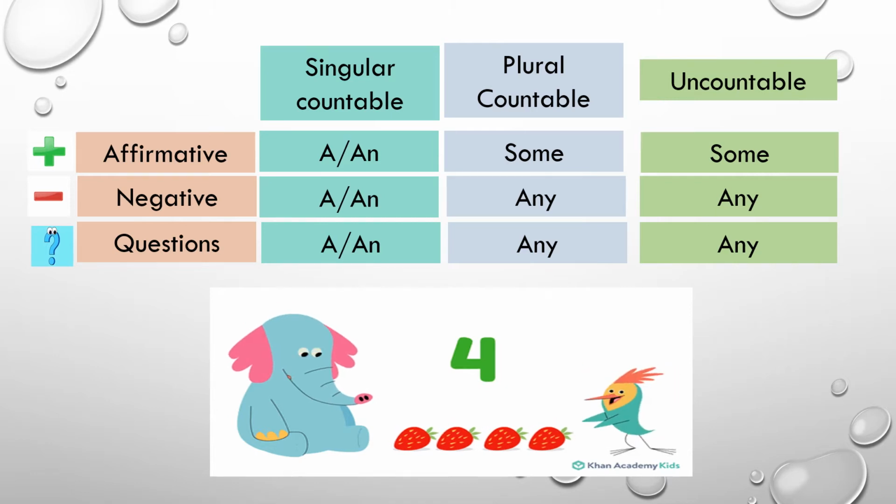Let's look at the summary chart. It is divided into singular and plural countable nouns and uncountable nouns. Okey, mari kita tengok jadual yang diberikan. Ianya dibahagikan kepada singular countable nouns, plural countable nouns dan last sekali ialah uncountable nouns. How we are going to use a, an, some or any when forming affirmative or negative sentence or a question. Macam mana kita nak guna a, an, some ataupun any untuk membentuk ayat penyata ataupun ayat positif, ayat negatif dan juga soalan.